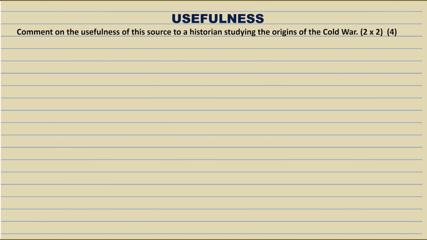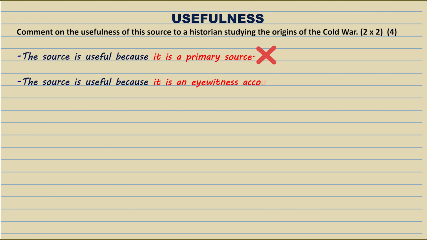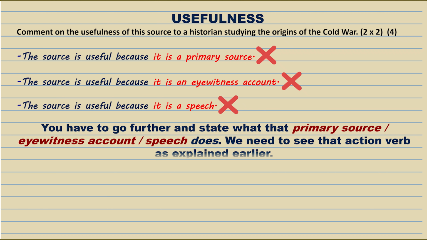Quite often, the learners simply state that the source is useful because it is a primary source. It is an eyewitness account. It is a speech. This will not earn any marks, as it does not tell us what the source does to render it useful. Don't simply state the source type. You have to go further and state what it does. We need to see that action verb as explained earlier.